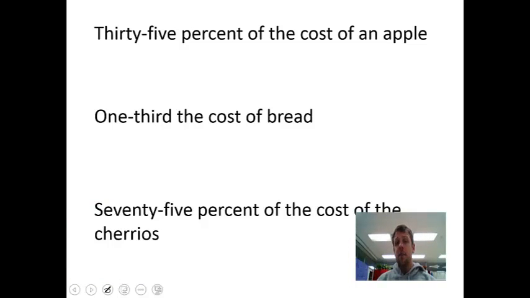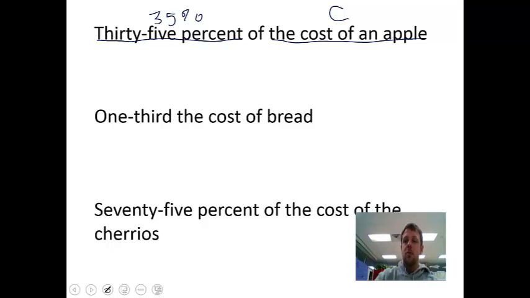It says 35% of the cost of an apple. So we have to translate this into a number sentence. The first thing I want to do is identify any numbers there are. And 35% is a number, so I'm going to write 35%. I'm also going to identify any things I don't know. For instance, I don't know what the cost of the apple is.